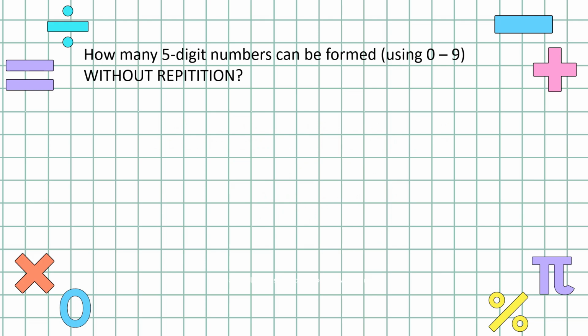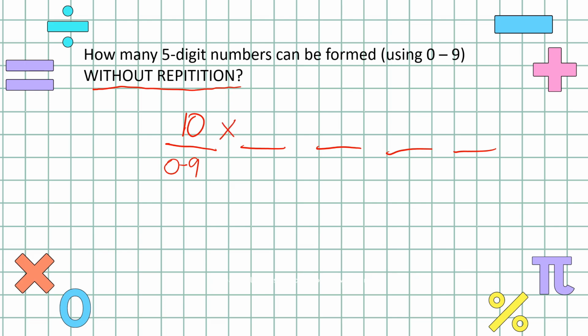Now for another twist, let's do the same type of problem, forming a 5-digit number, but this time without repetition. So if you use 1 digit on the first position, you can no longer use it for the second place, third place, and so on. So what's the effect of that in our solution? If we have 0 to 9 as the options in the first position, that's a total of 10 options.